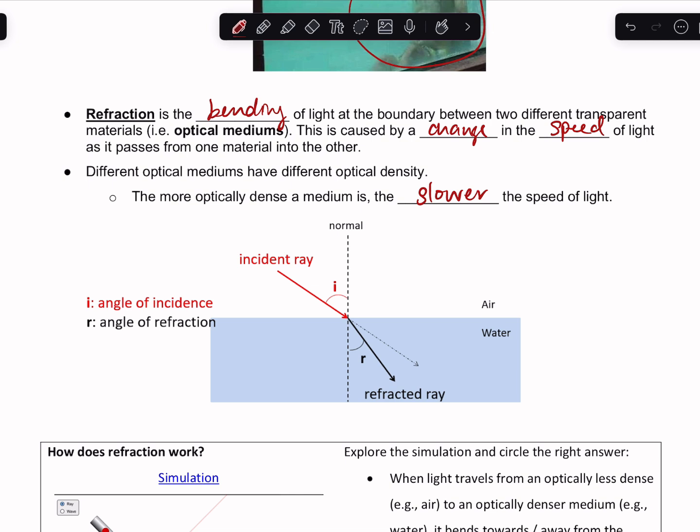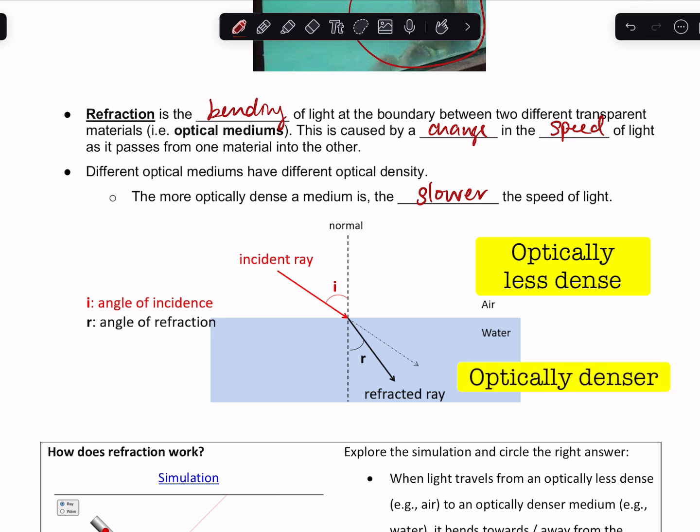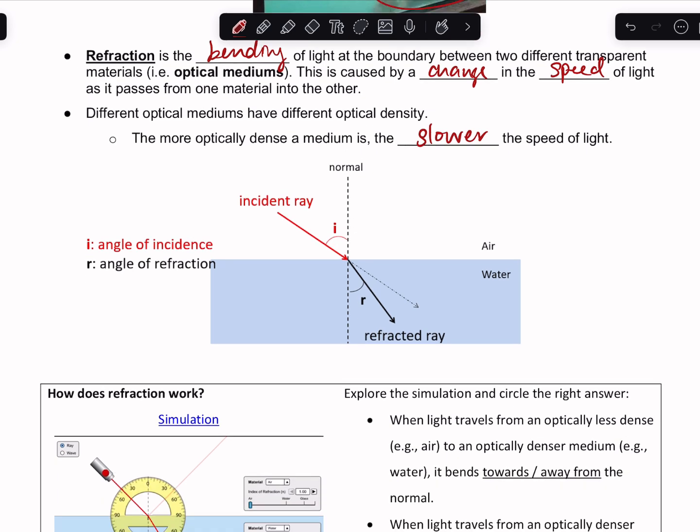Okay, so imagine this, you are a light ray traveling through air. Now, if it's traveling through a medium that has the same optical density, it will be traveling at the same speed. Hence, it travels in a straight line. At the boundary where it meets water, it is traveling from an optically less dense to an optically more dense medium. So, going to a denser medium, it will slow down. And when it slows down, it bends towards the normal.